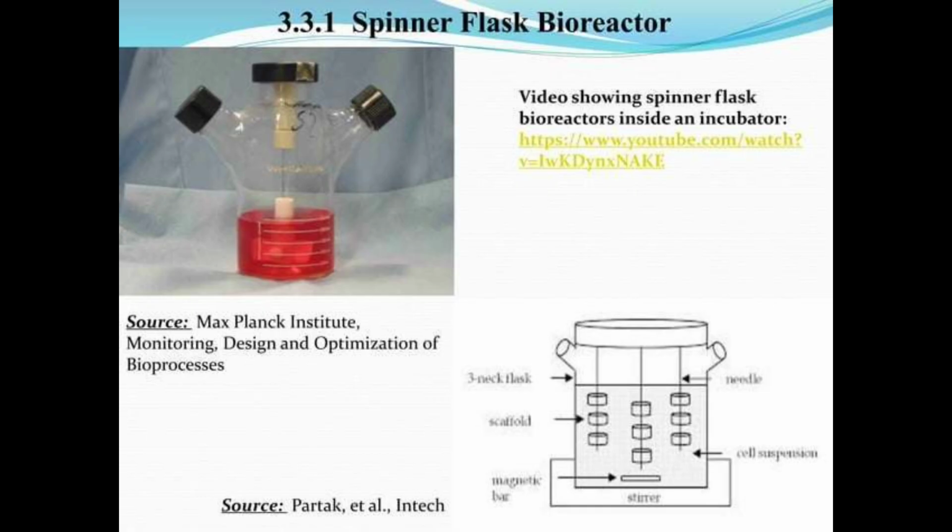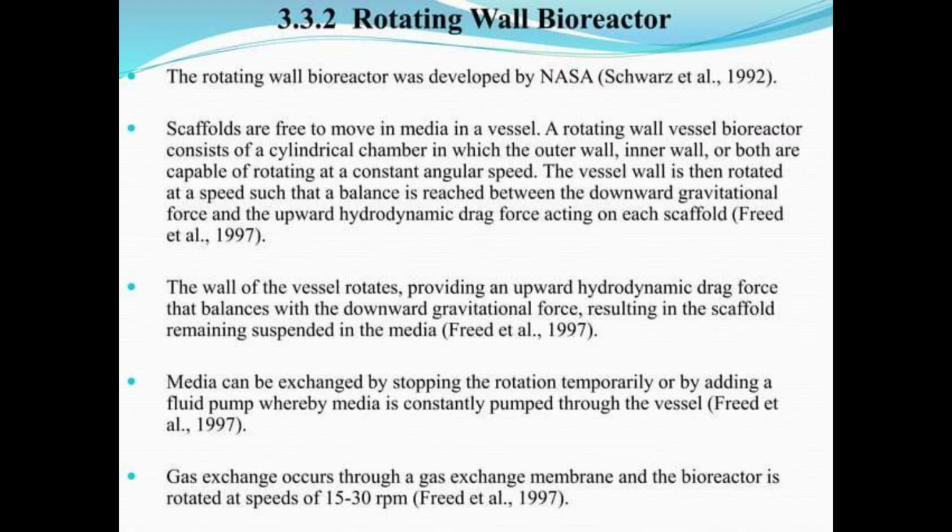Here we can see the spinner flask bioreactor, where a stirrer is found inside that is rotated, and we can see the inlet and outlet of oxygen and nutrient supply, where after 2 days the nutrients are eliminated. A magnetic stirrer is available, and we can see the cells get mixed by this process.